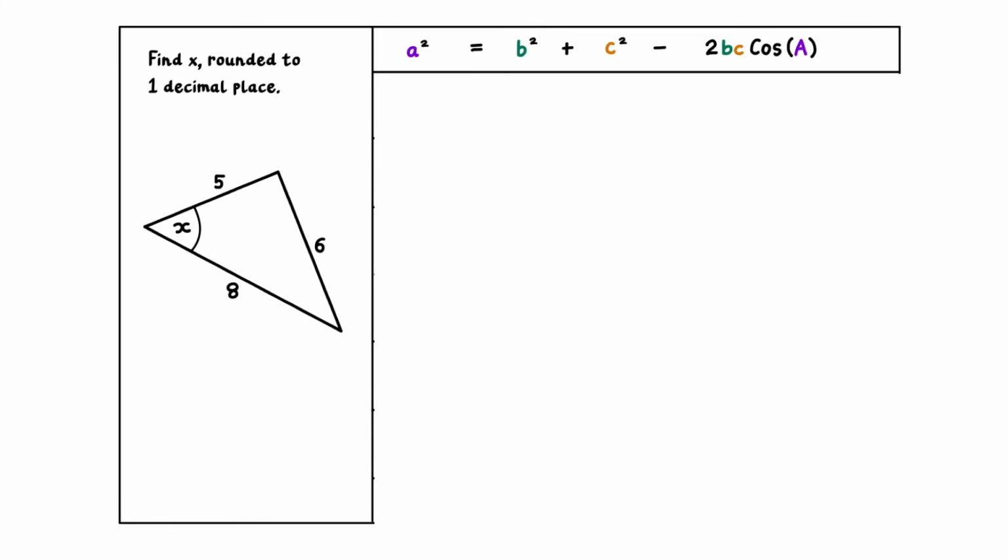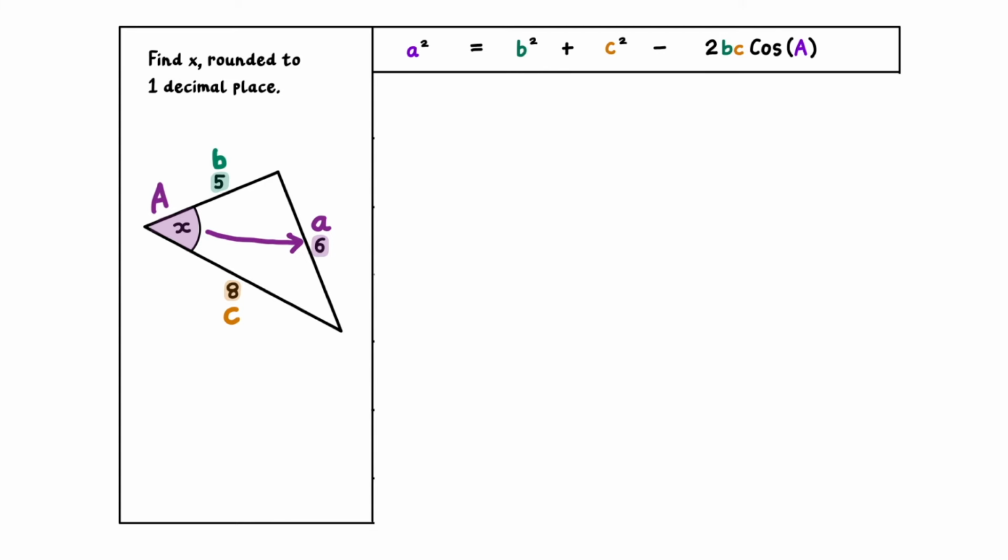In our second example, the three sides are 5, 6, and 8. One of the angles is marked as x. To begin, we need to label our diagram appropriately. The angle should be labelled with capital A, and the side opposite this angle as lowercase a. The other two sides are labelled with B and C. This can be done in either order.